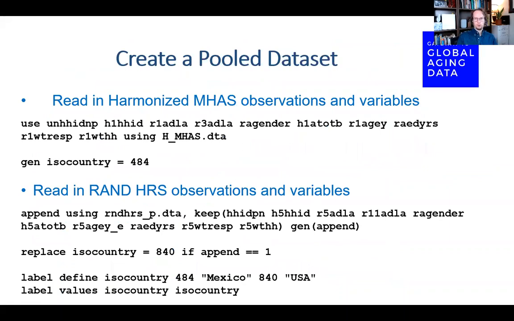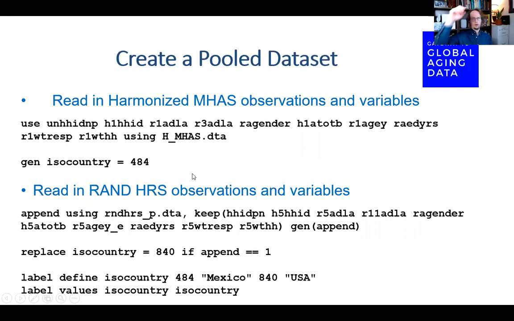So the first thing we'll do is create a pooled data set. The rest of our slides will look like this, where you're going to see some Stata code. I'll talk you through the Stata code, and then we'll look at the results on the screen for Stata. The first thing you want to do is read in the harmonized MHAS observations and variables. We'll do this using the use command. We'll say use, and specify the variables that we're interested in using from the harmonized MHAS.